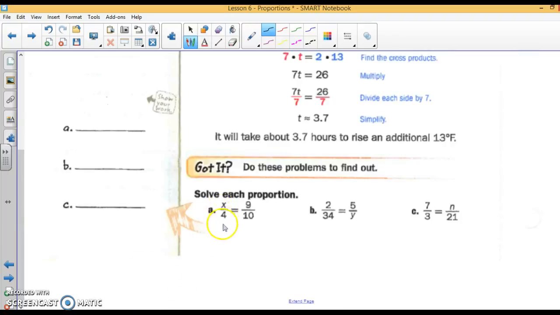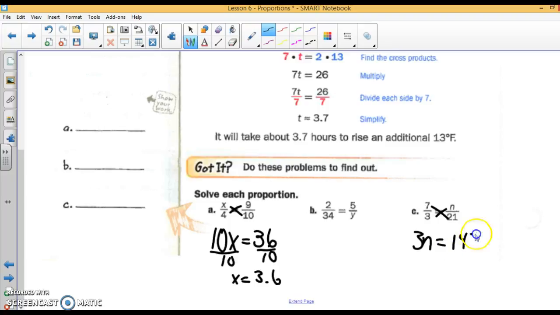Solve these proportions. X over 4 is the same as 9/10. We're going to cross multiply. That means one numerator times the other denominator. 10 times x is 10x equals 9 times 4, 36. Finish solving this by dividing both sides by 10. So x is 3.6. To solve a proportion, you cross multiply. Let's try this one. 3 times n is 3n. 7 times 21 is 147. Divide both sides by 3, and you end up with n is 49.